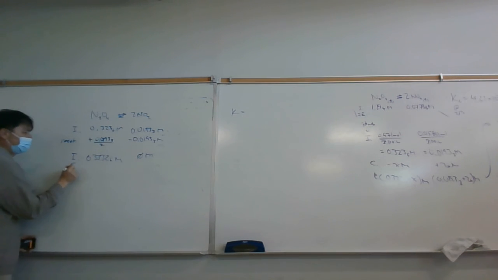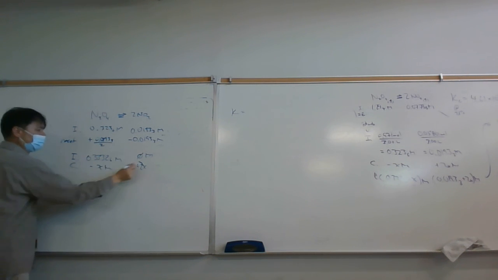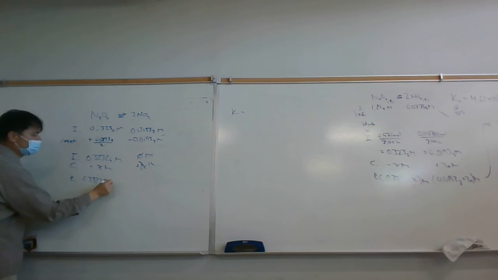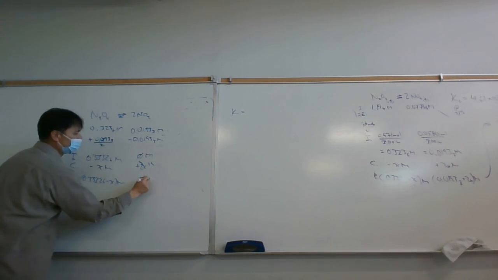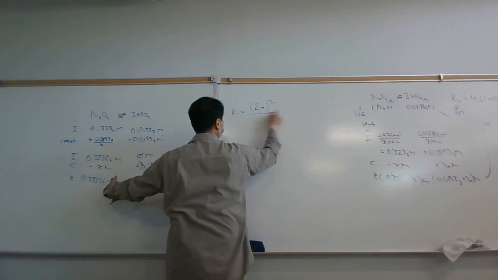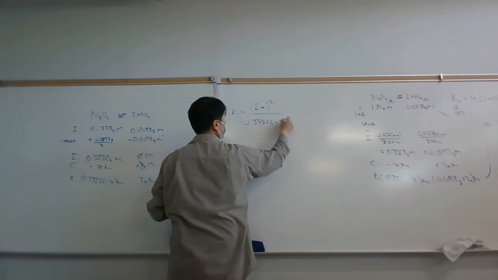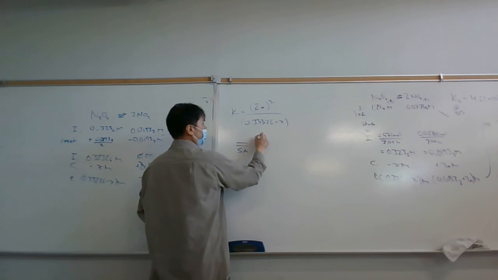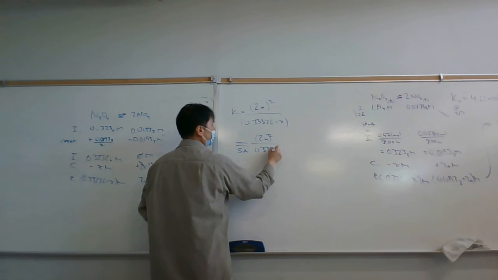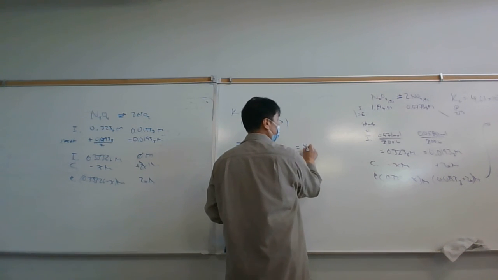Actually, the change is going to be minus x plus 2x. And so at equilibrium, we're going to have 0.33326 minus x and 2x. And so we're going to get 2x quantity squared because of that divided by 0.33326 minus x. And then we just try the simplifying assumption. So that comes out to 2x quantity squared divided by 0.33326. And that's going to equal 4.61 times 10 to the minus 3.